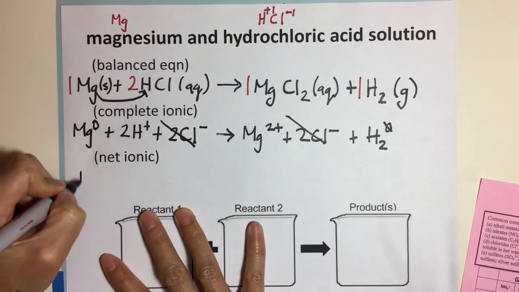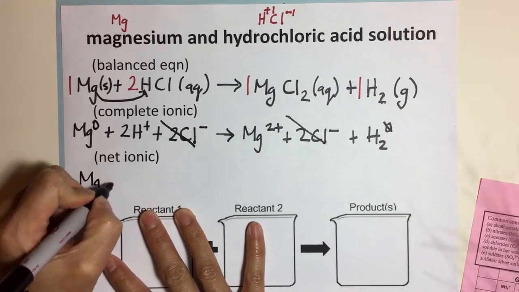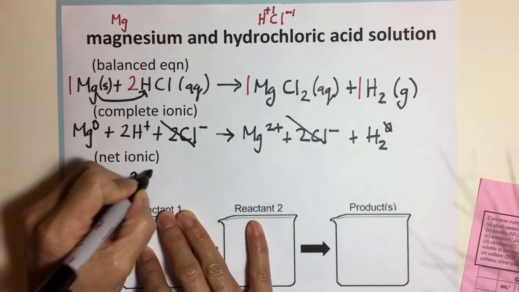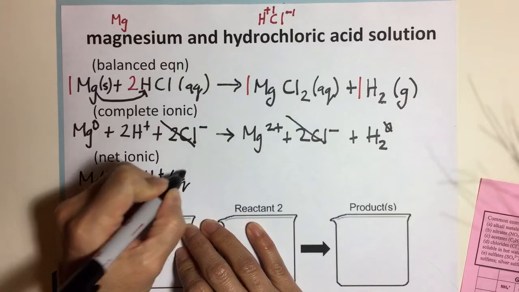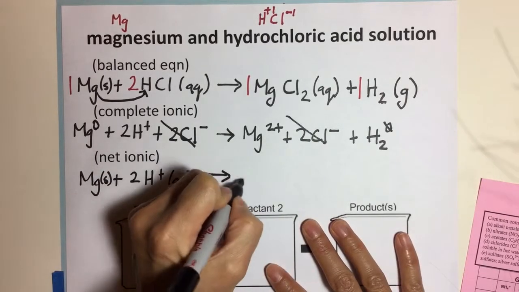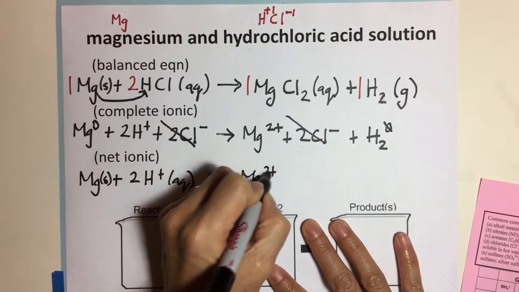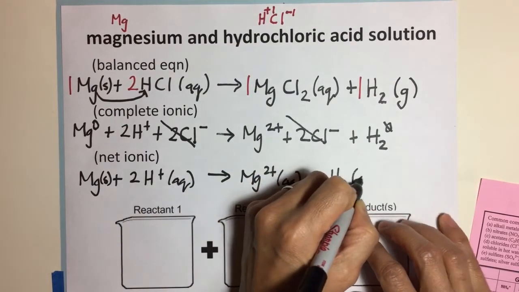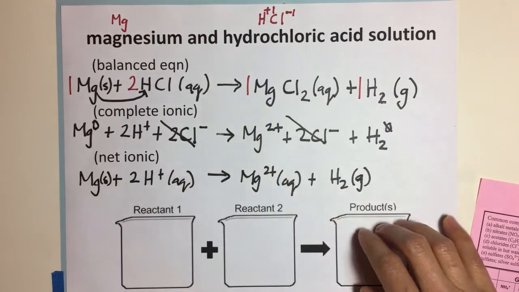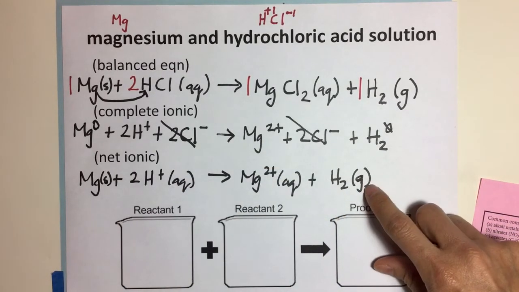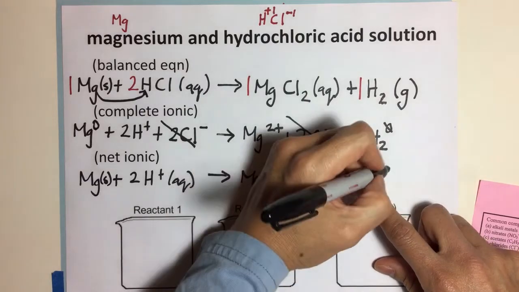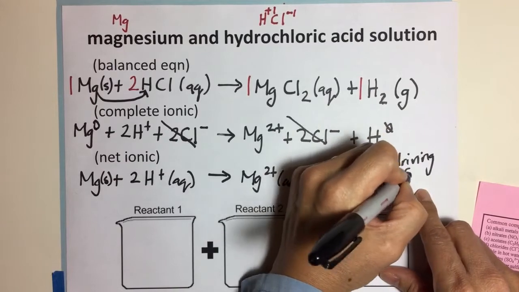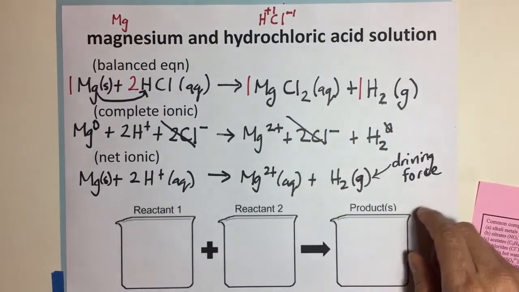So what we're left with here is magnesium neutral, that's a solid, plus 2H+ aqueous ion, yields Mg 2+ aqueous, and H2 gas. So the question that you're asking is, what's the driving force? Well, production of a gas is always a driving force. So this is definitely an observable driving force that we will notice.